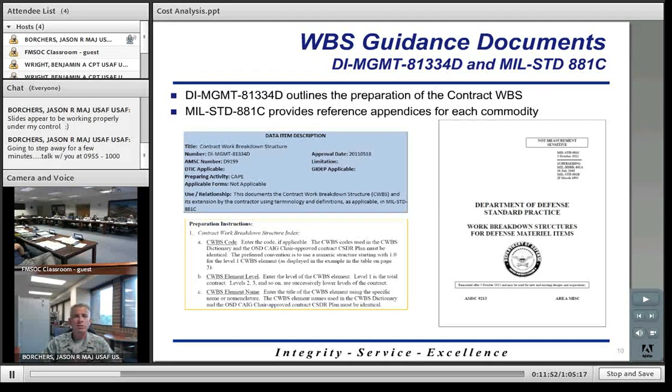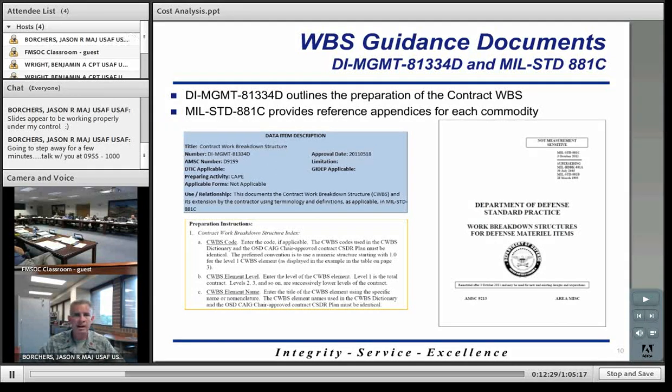Next is your Mill Standard 881C. The cover page of the document is on the right-hand side there. This is essentially a document that provides 12 or so reference appendices for each commodity that you're trying to perform a cost estimate on. So the point here is you're not alone. You don't have to create a work breakdown structure from scratch. This document, Mill Standard 881C, will provide those appendices for you so that you can use one of those appendices as the starting point for your program.